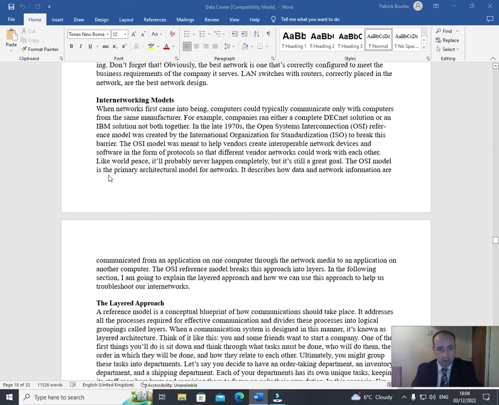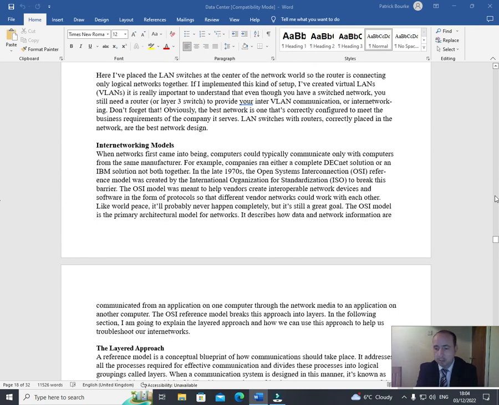The OSI model is a primary architectural model for networks. It describes how data and network information are communicated from an application on one computer through the network media to an application on another computer. The OSI reference model breaks this approach into layers. In the following section, I'm going to explain the layered approach and how we can use this approach to help us troubleshoot our networks. So I'm going to leave it here today for this video.